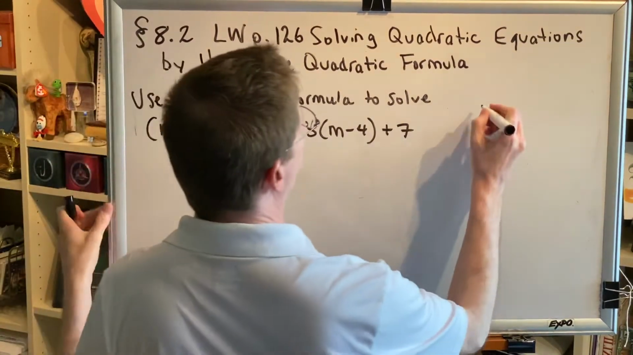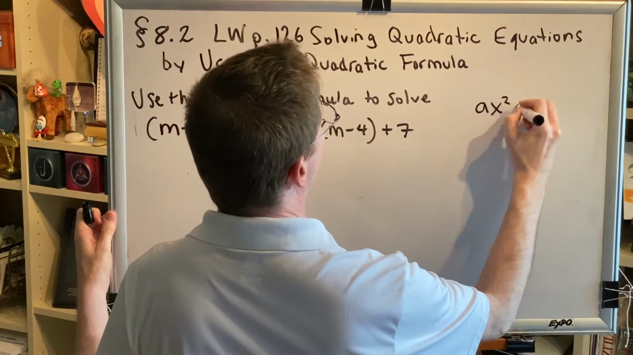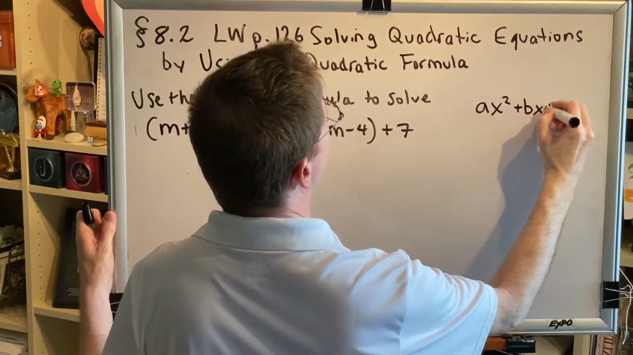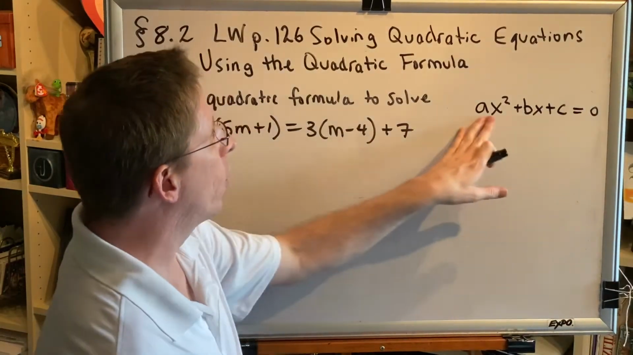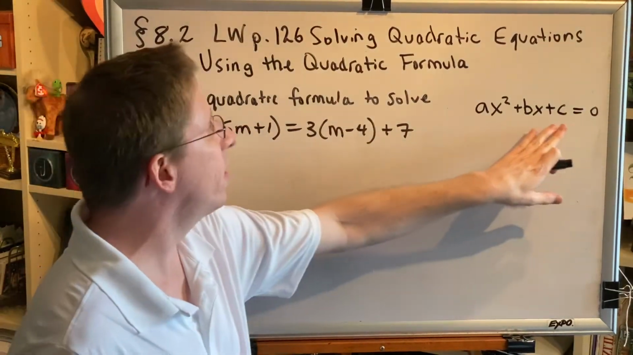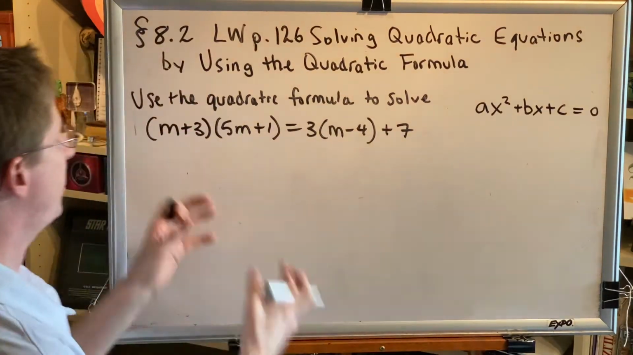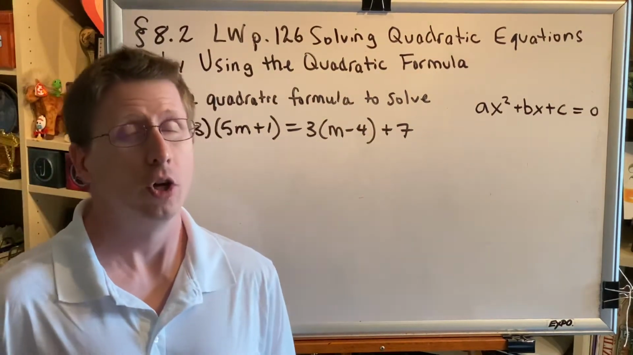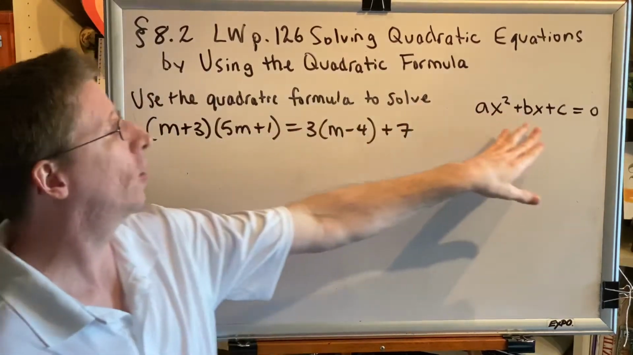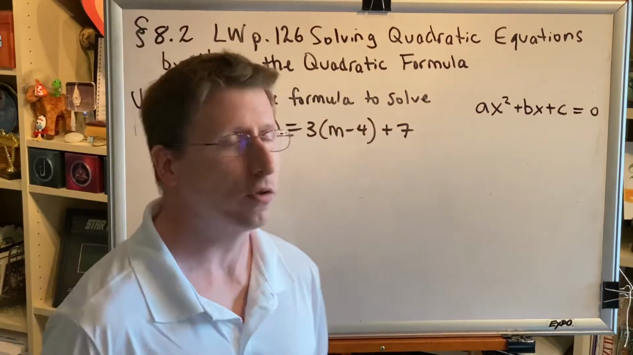Remember that a quadratic equation is of the form ax squared plus bx plus c equals 0. Notice that the quadratic equation has no parentheses and it ends with 0. This has parentheses all over the place and it definitely does not end with 0. So our job is to take this and make it look like that, then use the quadratic formula.